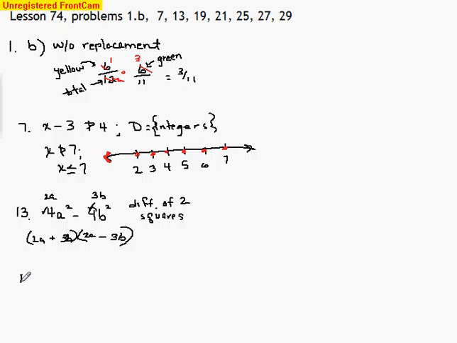Let's try another one. Let's try number 19. 19 is another factoring problem. It says factor, and it says remember if there's something common to take it out first. You should do that every time you do a factoring problem. So x cubed plus 10x squared plus 24x.